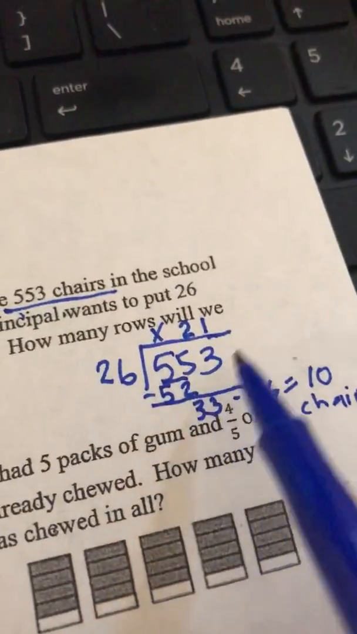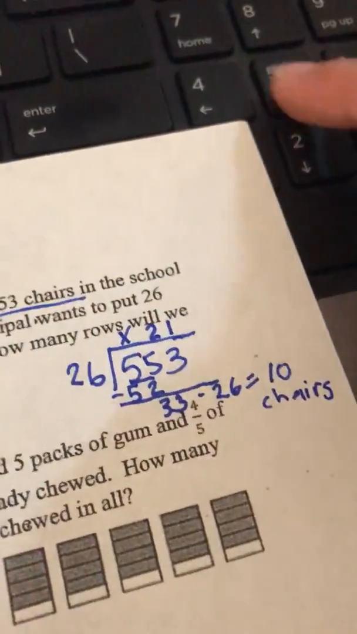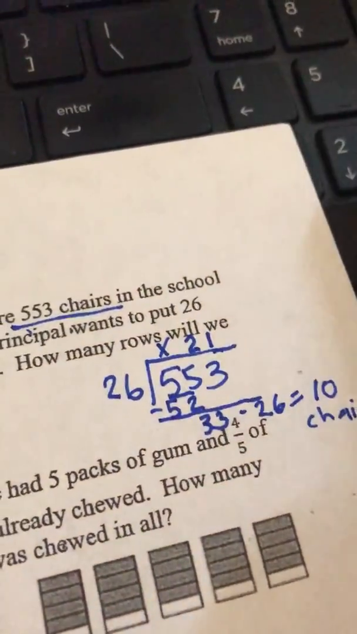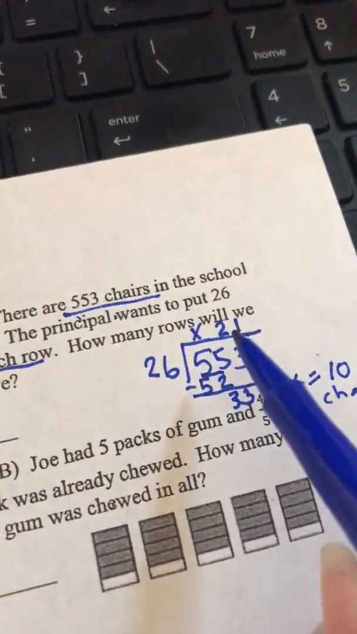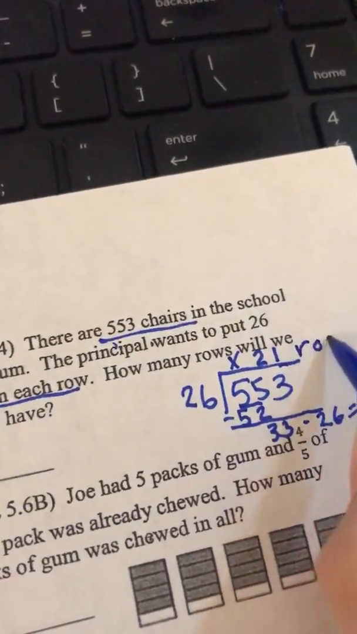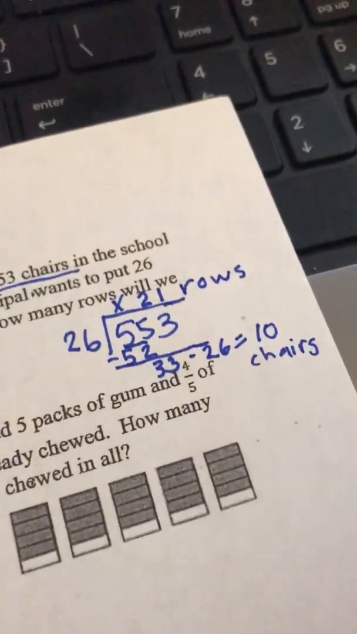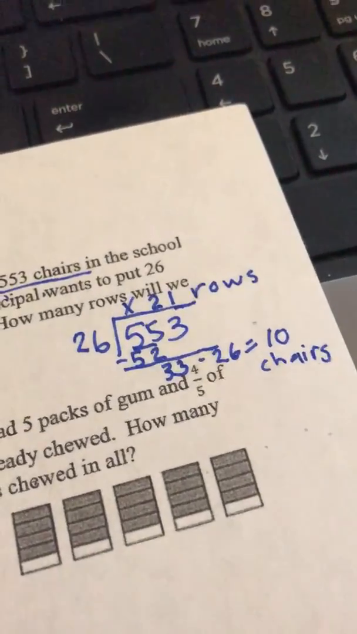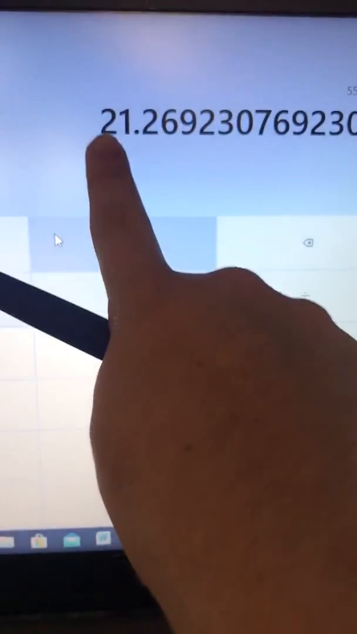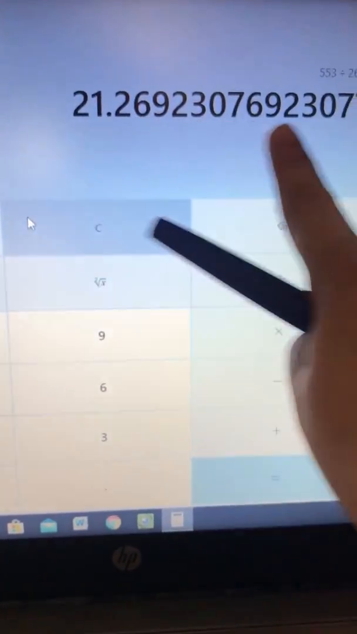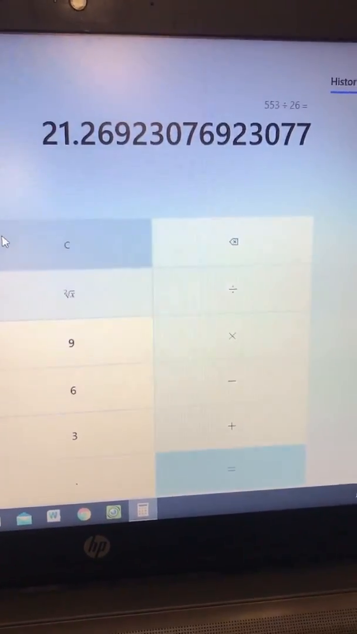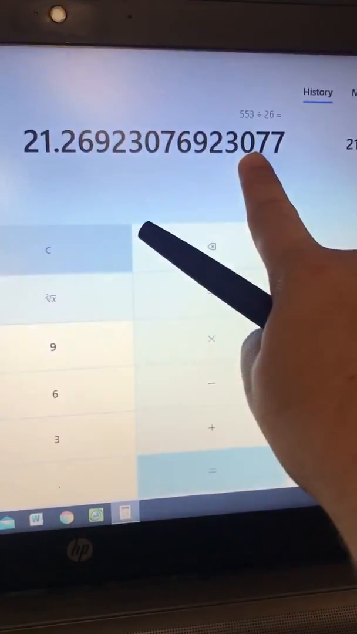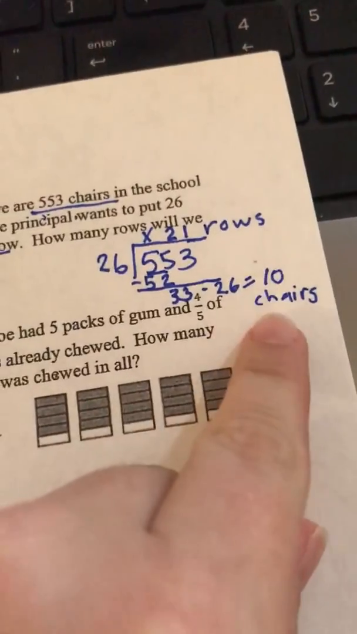So if I have 553 chairs and I divide them with 26 chairs in a row, I can make 21 rows, and then I'll have 10 chairs left over. When you did it on the calculator, you saw 21 rows, and then you saw the leftover chairs as a decimal. So that's what happens when you divide on a calculator. If you have a remainder, it shows up as a decimal. So that's why I did it out for you here, so that you can see I actually have 10 chairs left over.